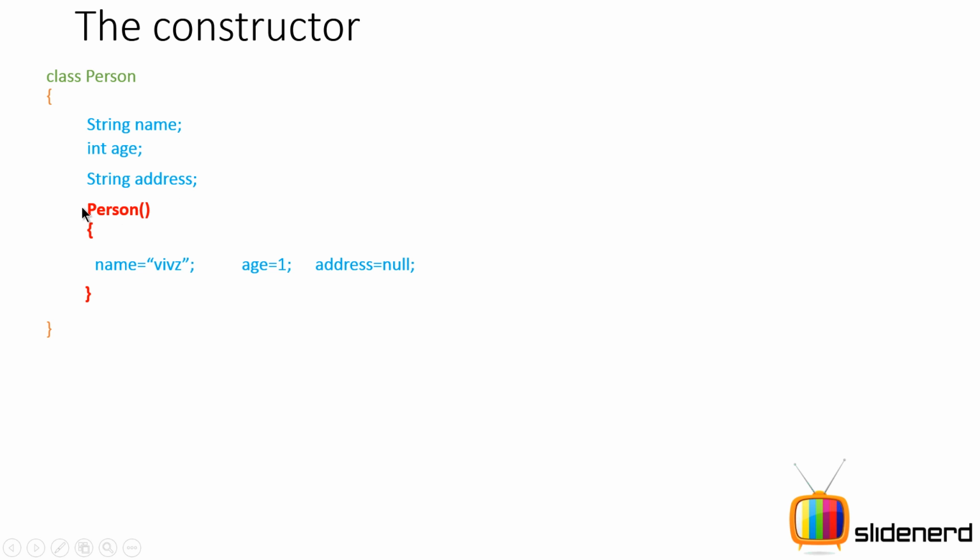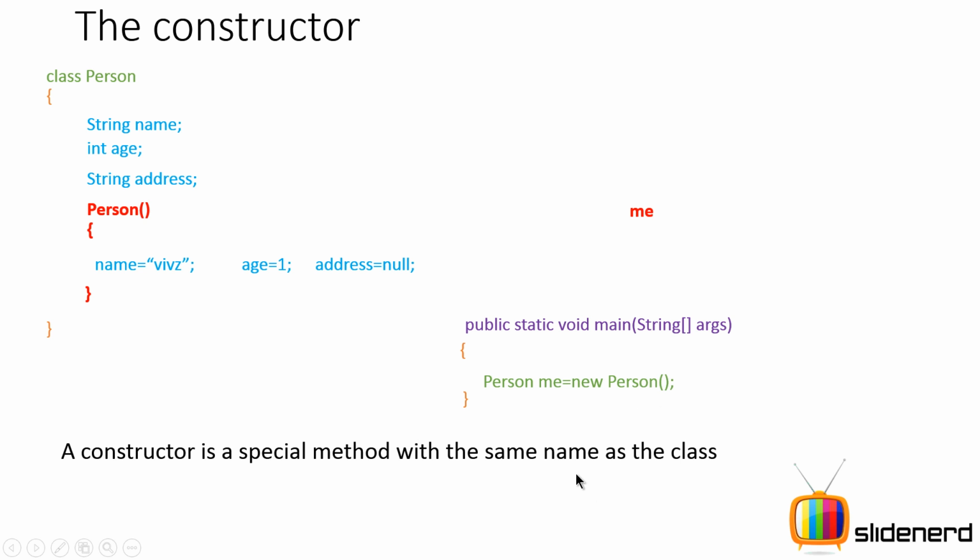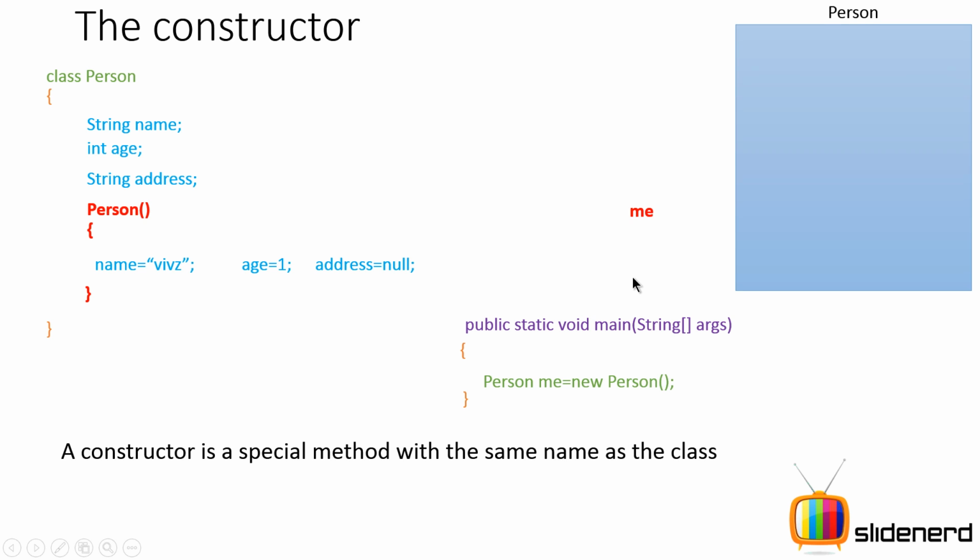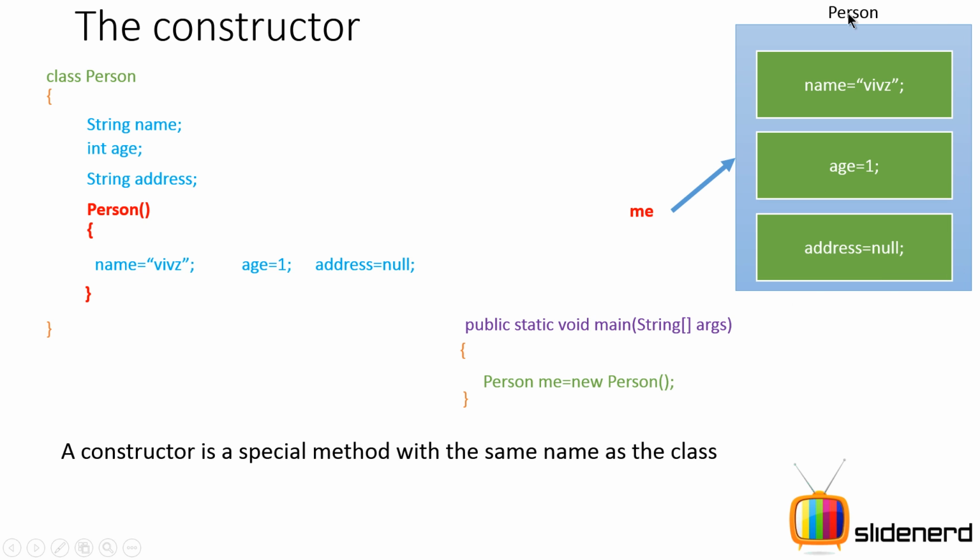But here, by making my own default constructor, what I get is the ability to decide what values I can give to these variables as default values. So now let's take a look at this. I say Person me = new Person(). Let's see what happens. This time you have me over here on the left hand side, which is this reference. This me is pointing to an object of type Person, and the default values have been initialized, which means this statement here runs. Name becomes Vivs, age becomes 1, address becomes null, and that is exactly how a constructor works.